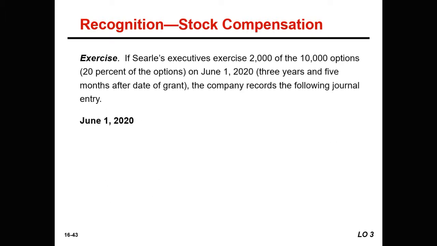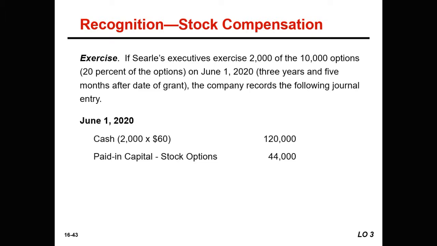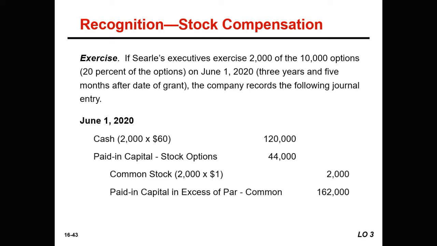Now, if Searle's executives exercise 2,000 of the 10,000 options, so 20%, on June 1st, 2020, 3 years and 5 months after the date of the grant, the company would record the following entry. Remember, it granted them to purchase at $60, so we receive cash in the amount of 2,000 times 60, or $120,000. We would debit paid in capital stock options, $44,000, and then common stock would be credited $2,000. That's 2,000 times $1 par value, and then the remaining $162,000 would be recognized as paid in capital in excess of par common.